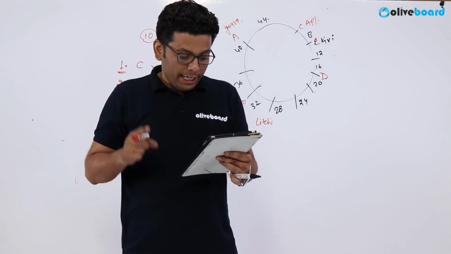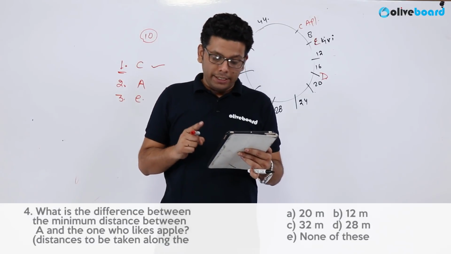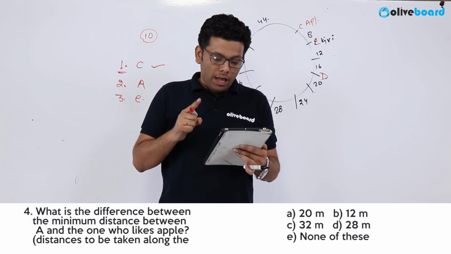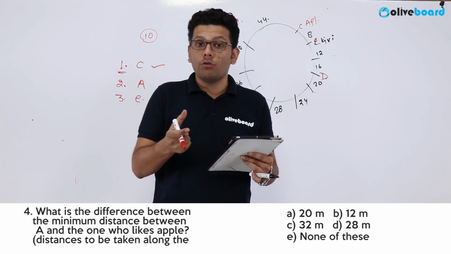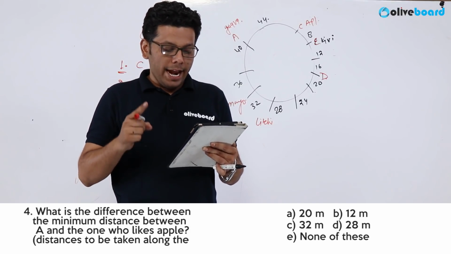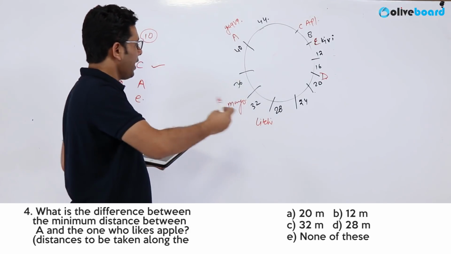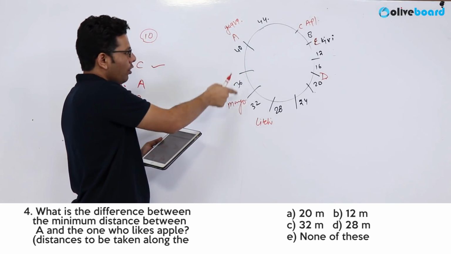So okay, let's move to the next question. What is the minimum distance between A and the mango and the minimum distance of A and apple? What you need to count is the difference between the minimum distance of A and mango. Where is your A? This is the A and this is your mango.